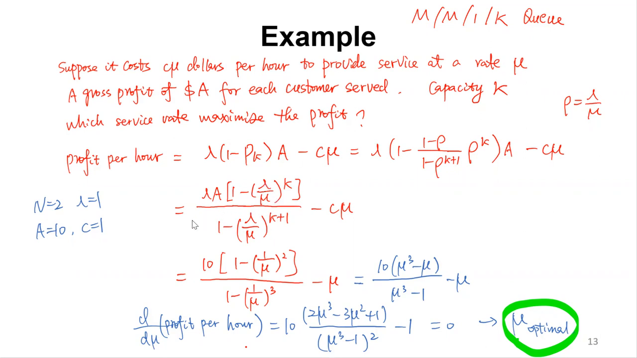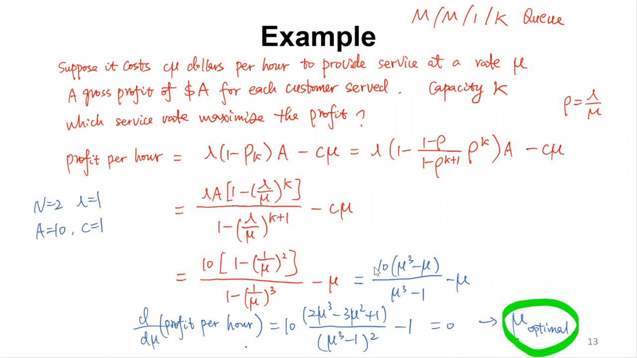Now, suppose we have N equals 2. That means K equals 2. So here, this is the capacity. Capacity is 2. Lambda equals 1. A equals 10. C equals 1. Now let's put it in. Lambda equals 1, and A equals 10, and the capital K equals 2. So this is capacity.